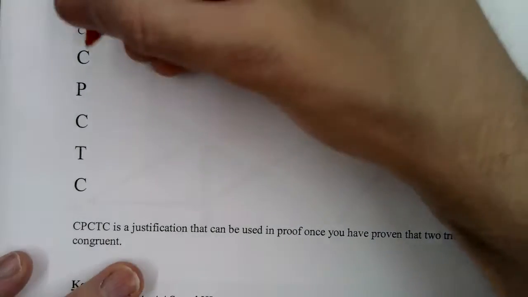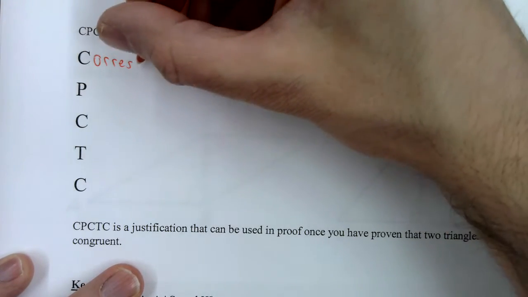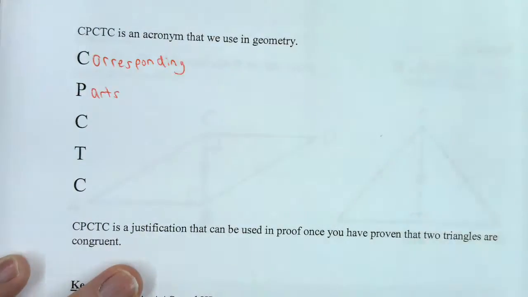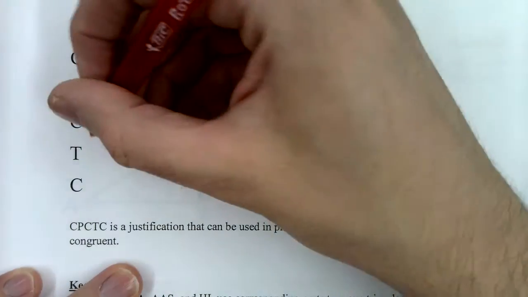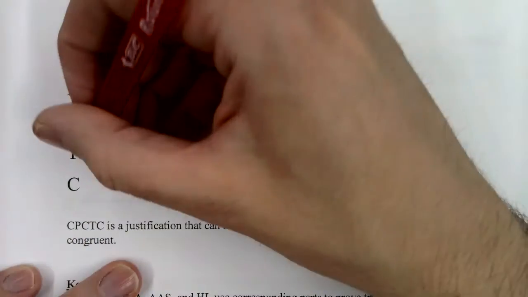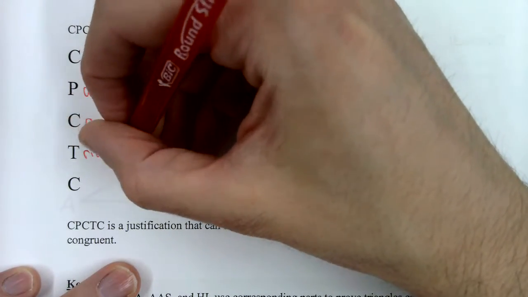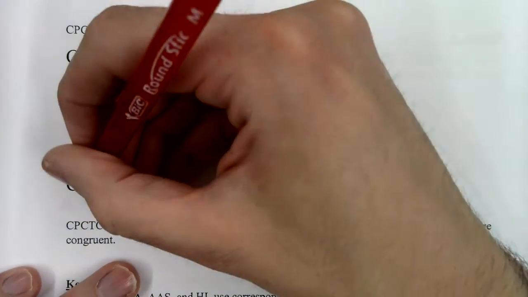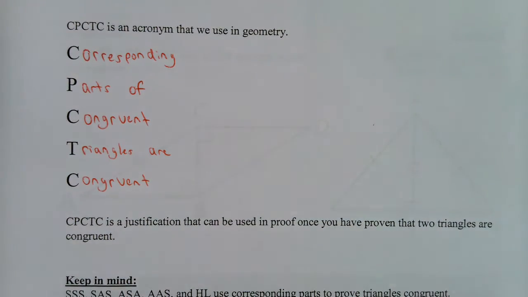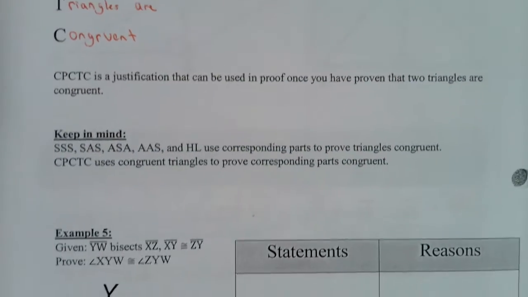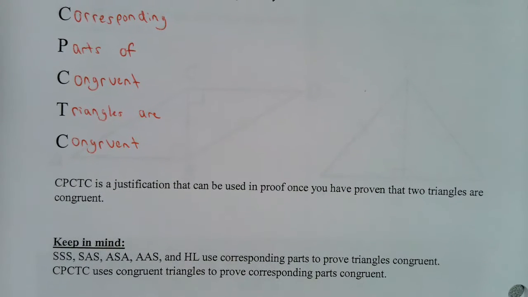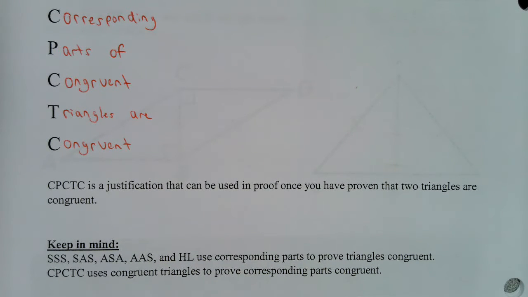It stands for the following: corresponding parts of congruent triangles are congruent. Corresponding parts of congruent triangles are congruent. CPCTC is a justification that can be used in the proof once you have proven that 2 triangles are congruent.